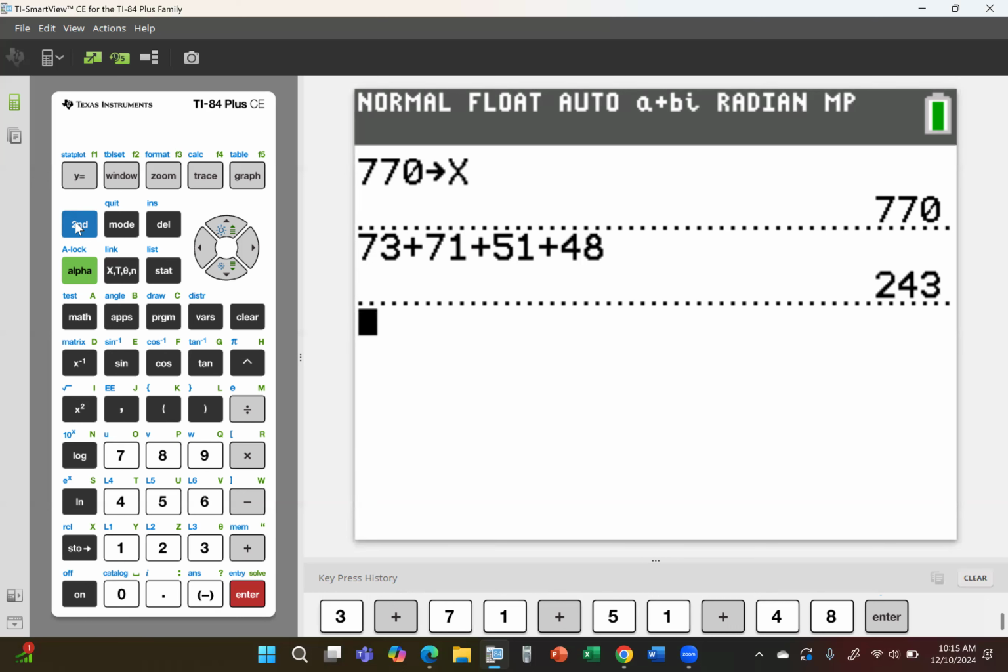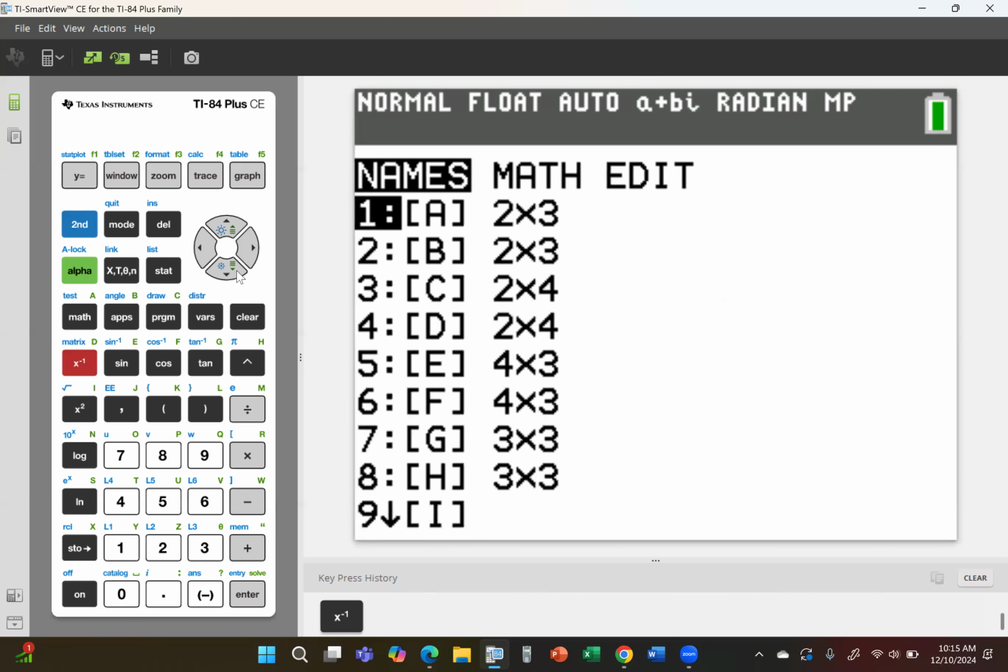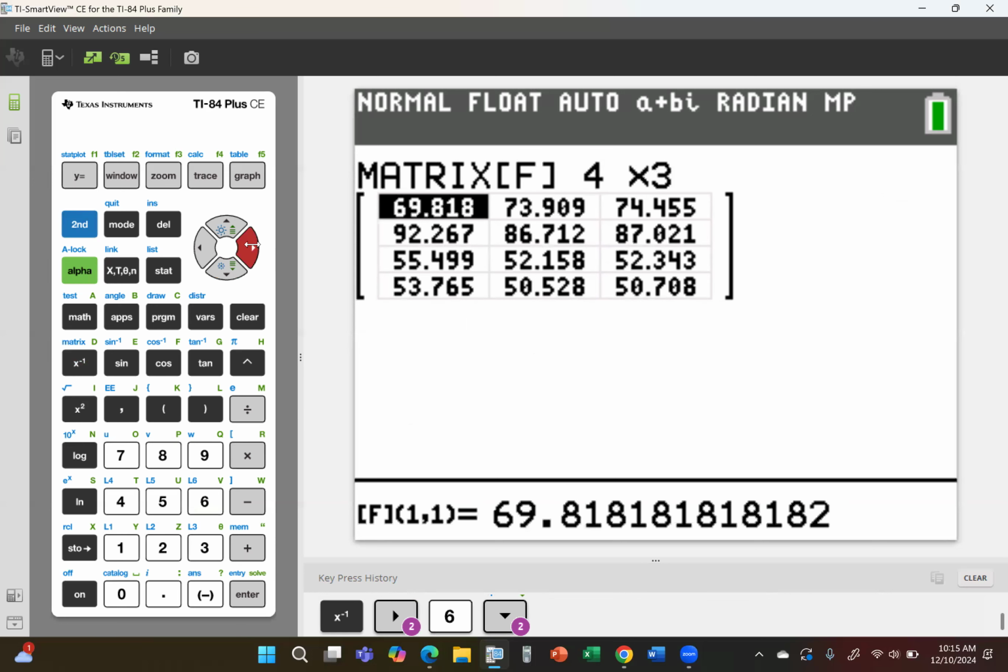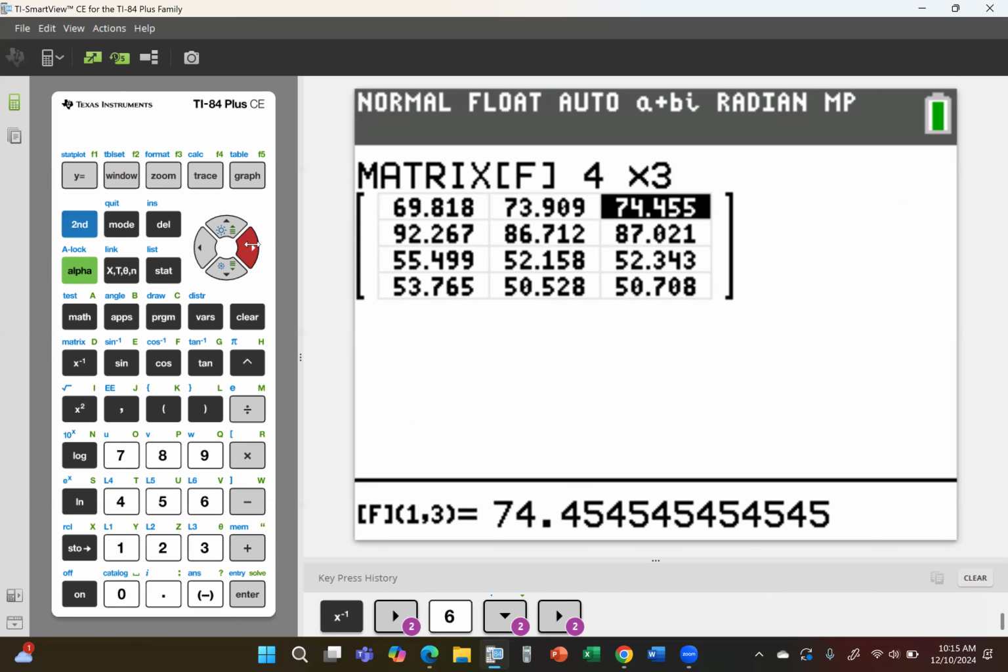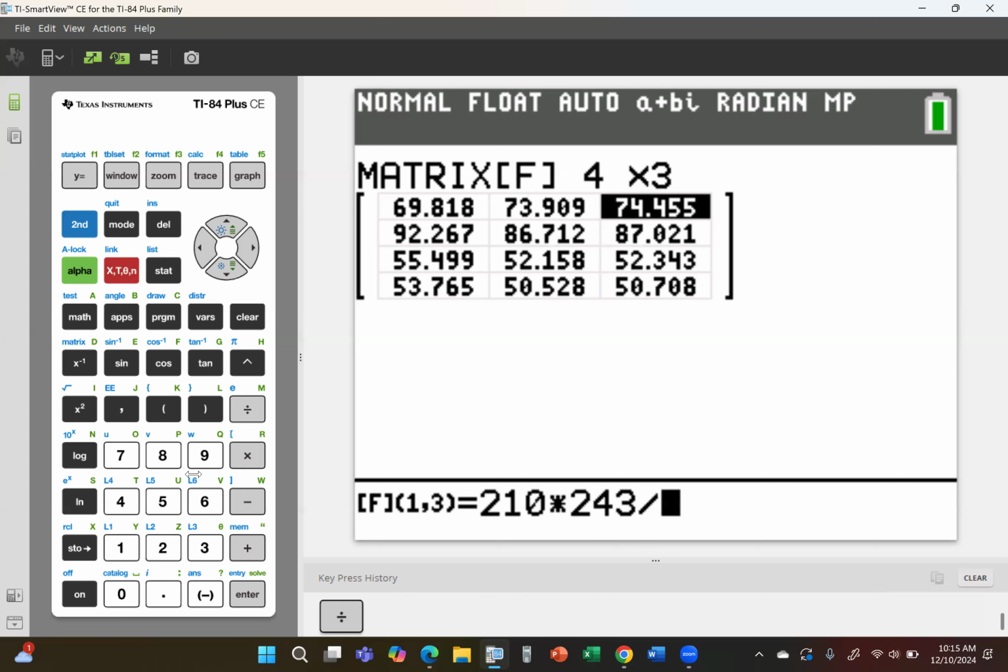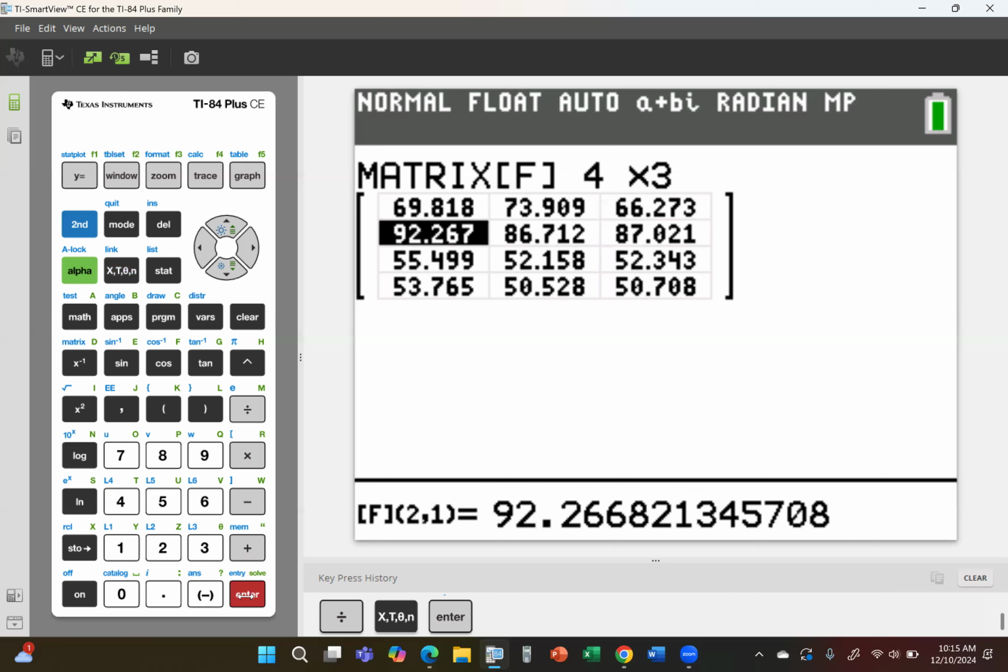So we're going to go second matrix. We're going to edit, and we're editing. I put it in F. So that was 210 times 243, correct? Divided by 770. Is that better? Is that what you guys got?